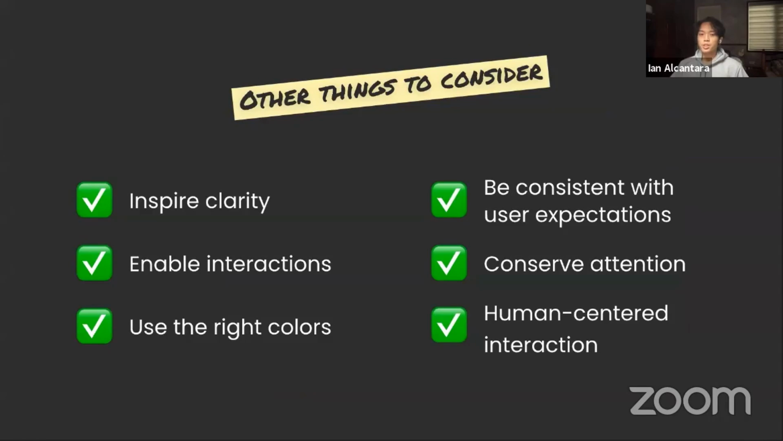So there are other things to consider then in terms of creating UI. So first is inspire clarity, enable interactions, use the right colors. For the right colors, it's based then sa branding ng client. Also yung semantic colors, like if it's warning, it should be yellow. If it's error, it should be red. Also, we have to be consistent with user expectations. If the button is this kind, for example, it's 100 pixel wide, it should be 100 pixel wide throughout the entire application.